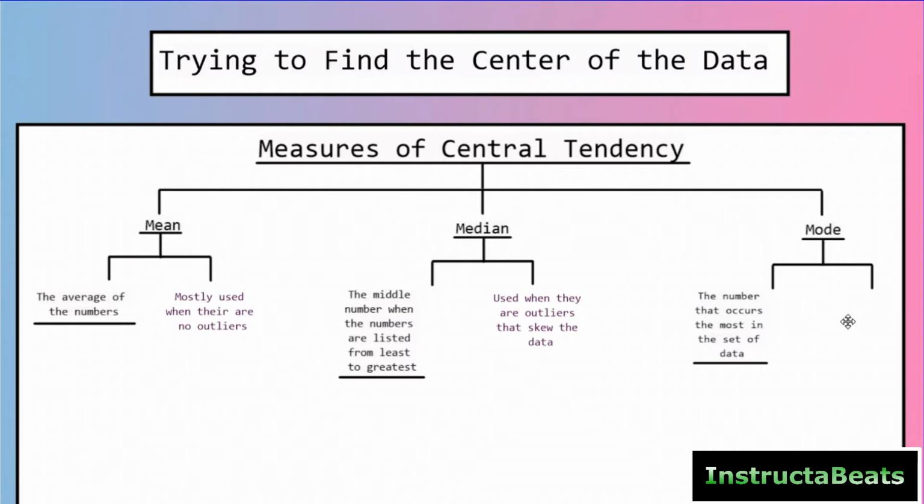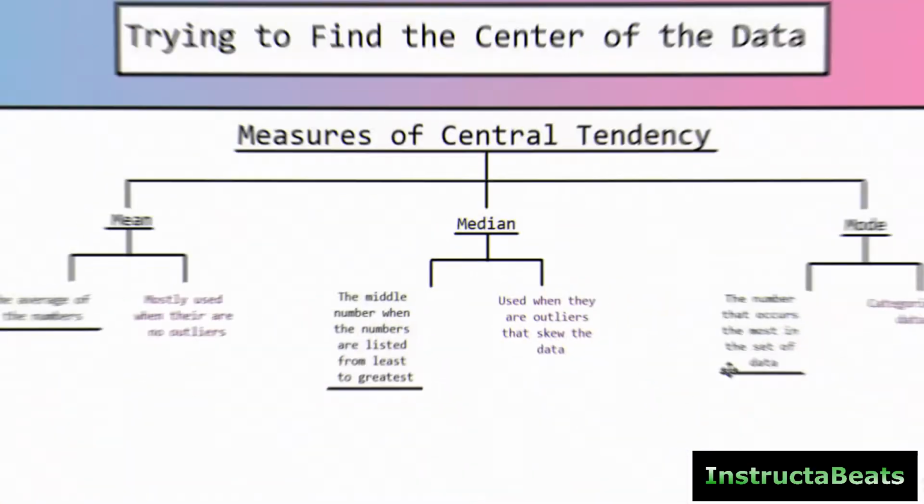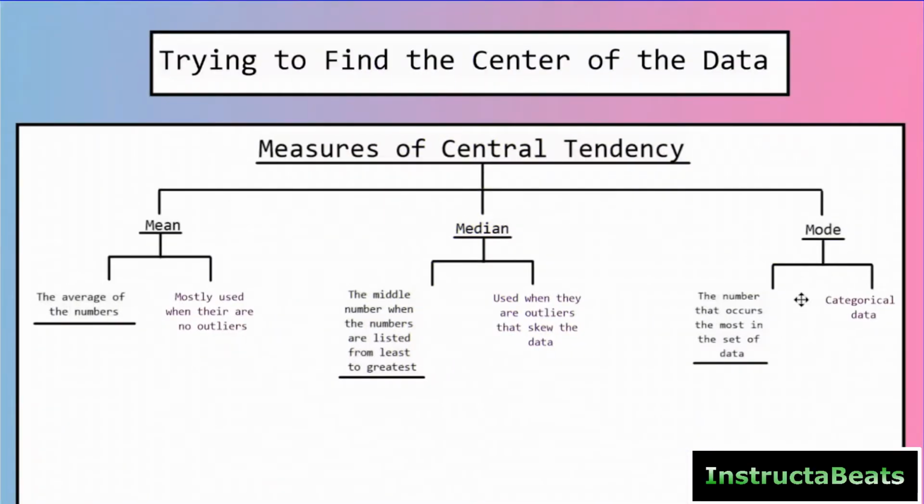And then you want to use your mode. Typically, this is the least used one, and typically you're going to use your mode if you're just doing categorical data. So this is going to be the one we use the least when we're trying to find out that center of our data. Typically, we're going to use mean or median.